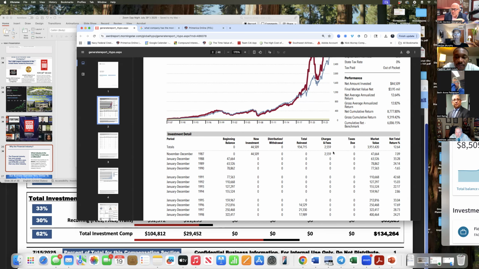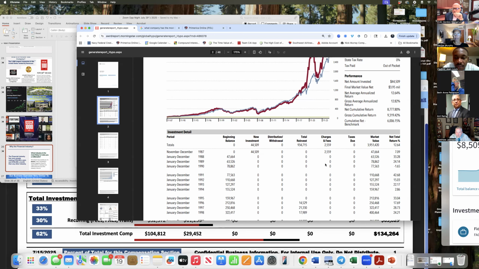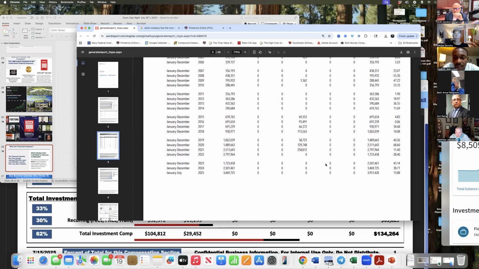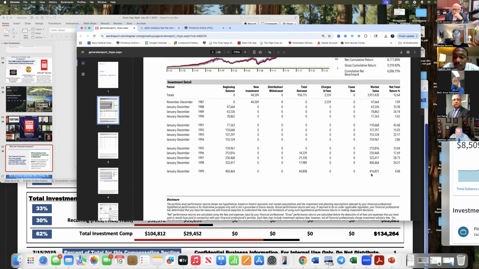Now there's some expenses to it, 2,500 bucks, and some people go, "Don't pay any expenses." Okay, you can do what you want, but let's say he pays these expenses. The earnings after 36 years would be 3.9 million bucks. Wow.